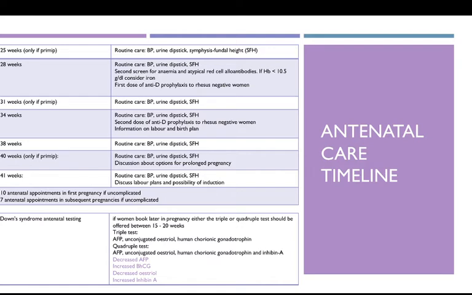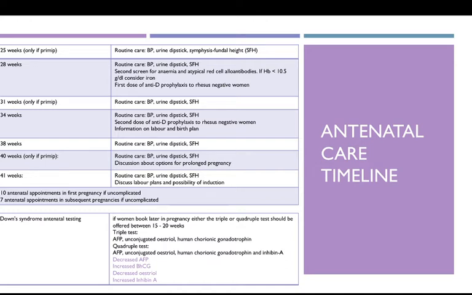At 31 weeks, first-time mothers have another routine appointment: blood pressure, urine dipstick, SFH. At 34 weeks, if you had a low-lying placenta, you'd be rescanned. You have the second dose of anti-D prophylaxis for rhesus negative women, and at this point you're also given some information on labour and your birth plan.